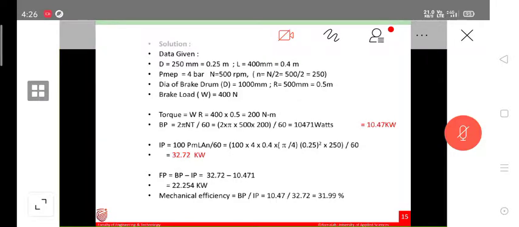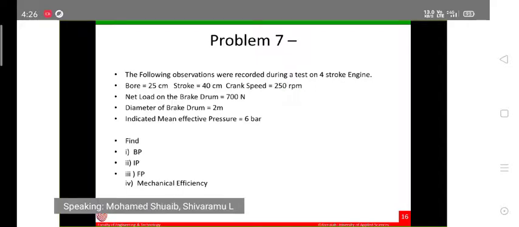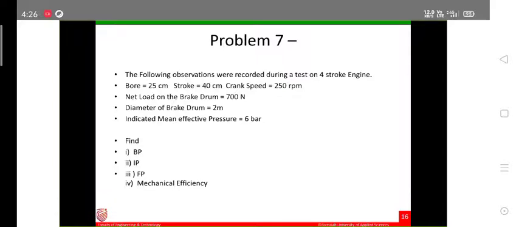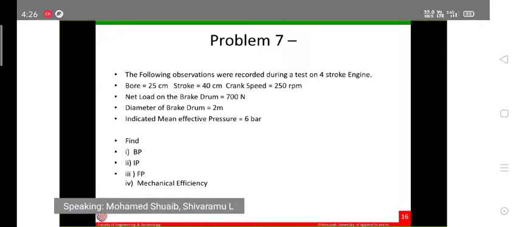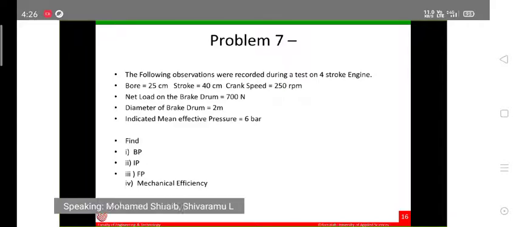Please can you confirm what is the value? And it's a record, the observation recorded during a test on a 4-stroke engine. They have given bore, stroke and crank speed. See guys, remember whenever they mention crank speed, it is nothing but N. Sometimes they will mention only speed, sometimes speed of engine, sometimes crank speed. So everything is same. Whenever they mention speed, it is nothing but crank speed or the speed of an engine, or even if they mention only speed, it is also the same.